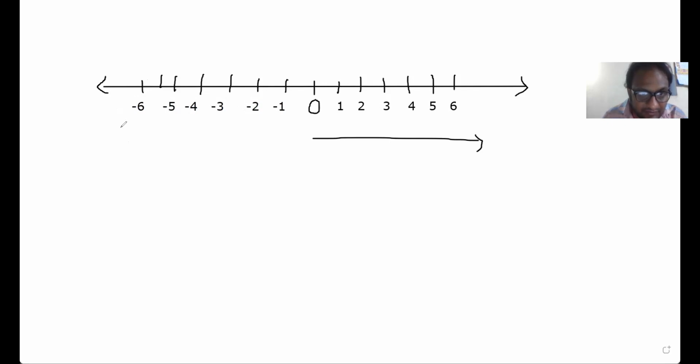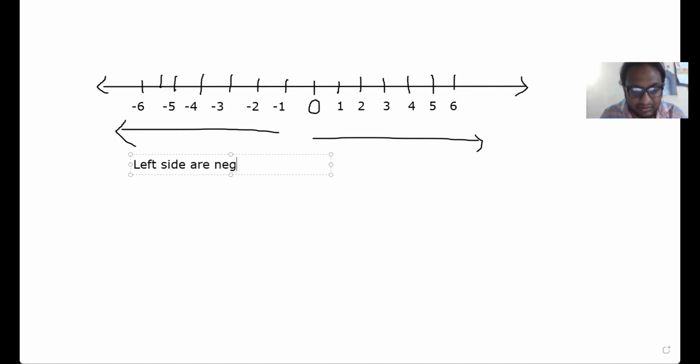This is the right side. This is the left part. This is the left side. All the left side numbers are negative, they contain negative numbers. And all the right side are considered positive numbers, contain positive numbers.